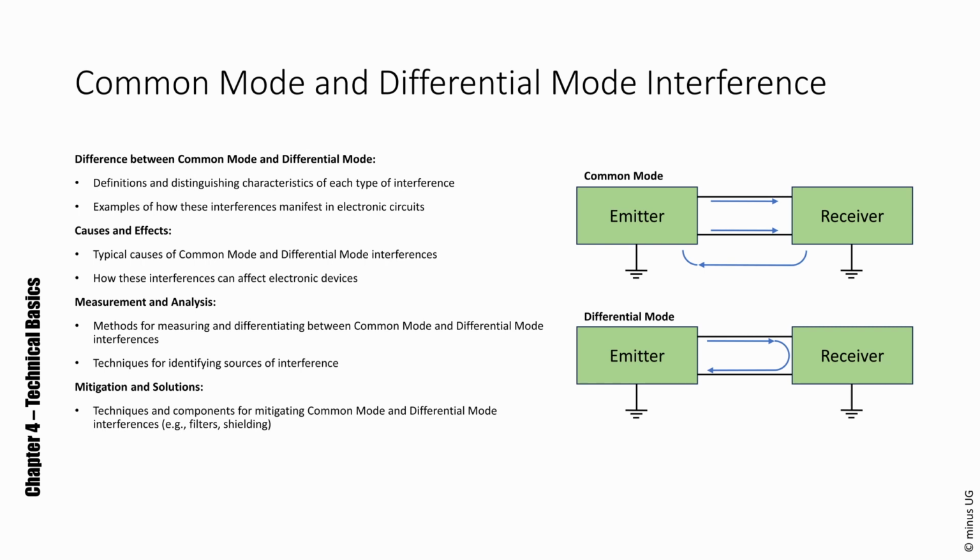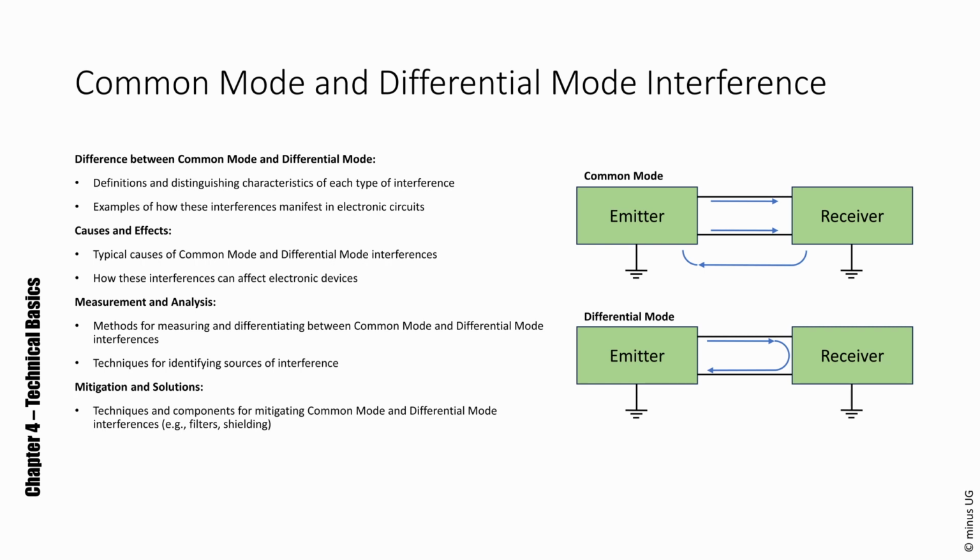Measurement and analysis. Measuring and differentiating between common mode and differential mode interferences usually involve using a spectrum analyzer with a differential probe or a network analyzer. By measuring with reference to ground, common mode noise can be distinguished, while measuring the difference between lines can reveal differential mode noise. Identifying sources of interference often requires analyzing the system's layout, the geometry of the wiring, and the operational environment to identify where the noise is entering the system.